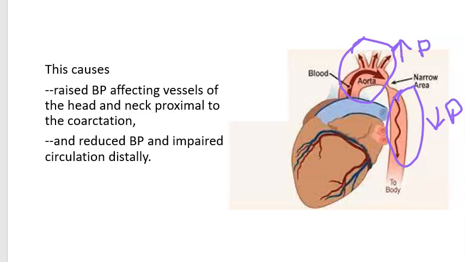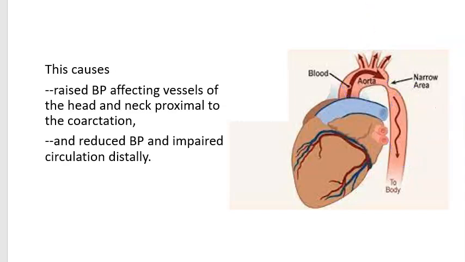So where are these vessels going? These will supply the head and neck, right? So in the head and neck, the pressure will be more. And distal to the narrowing, wherever it is going, let us say this will supply the distal part of the body. There, the blood pressure will be low. So here pressure will be high, and here pressure will be low, especially, I think, in your lower limb.